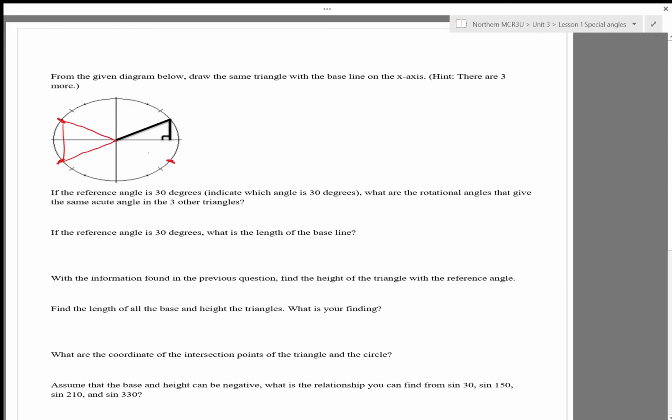So I have then these ones. Now hopefully you can see that this angle over here is the same as this angle, and this angle. So all the reference angles are the same. Now if the reference angle is 30 degrees, so if this is 30 degrees, what is the rotational angle that gives the same acute angle in the three other triangles? What it means is, what is the principal angle of each triangle we have drawn there, which has the same reference angle? So what is the principal angle?